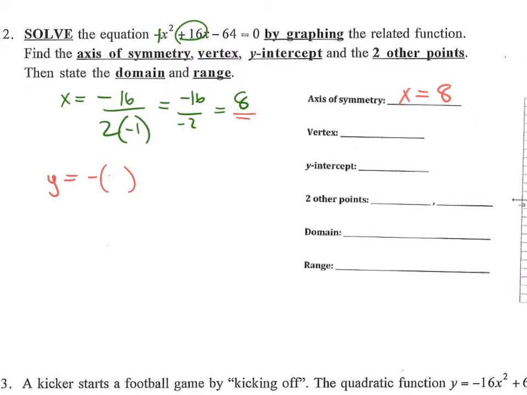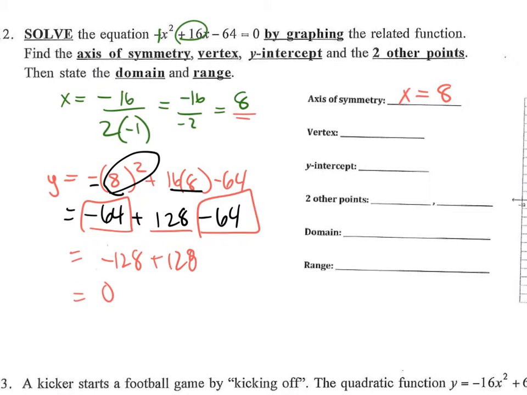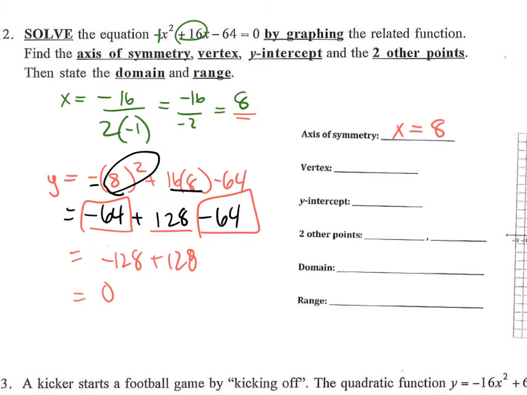So negative x squared, which is 8 squared, plus 16 times 8 minus 64. 8 squared is 64 with a negative in front, so negative 64. 16 times 8 is 128. Then minus 64. Well, negative 64 and negative 64 is negative 128, plus 128 is 0. So when x is equal to 8, y is equal to 0. So my vertex is (8, 0).